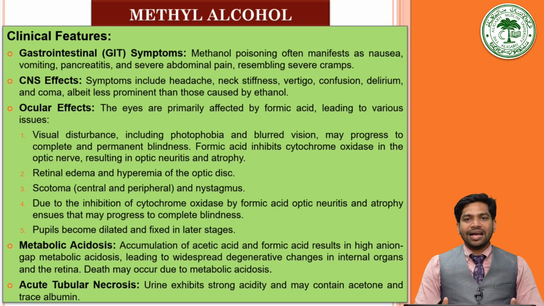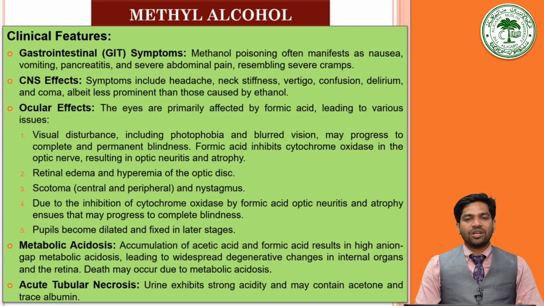Ocular effect. The eyes are primarily affected by formic acid, leading to various complications that include visual disturbances, including photophobia and blurred vision. It may progress to complete and permanent blindness. Formic acid inhibits the cytochrome oxidase in the optic nerve, resulting in optic neuritis and atrophy. As little as 15 milliliters of methanol can cause blindness. Retinal edema and hyperemia of the optic discs are seen. Scotoma, central and peripheral, is seen in patients, and nystagmus is also present.